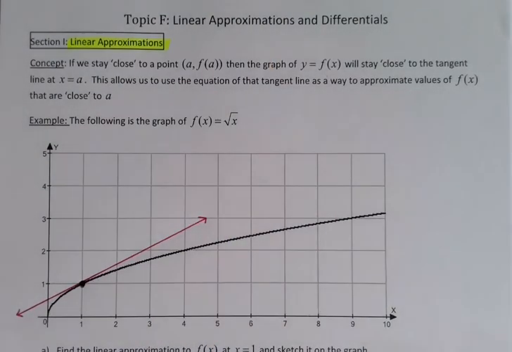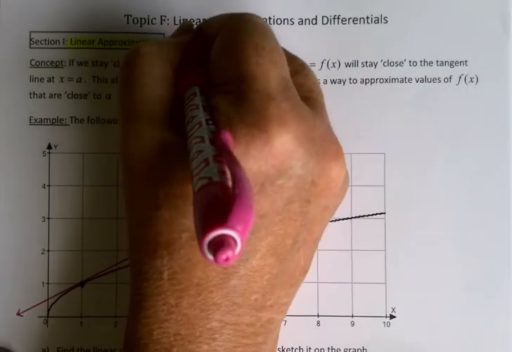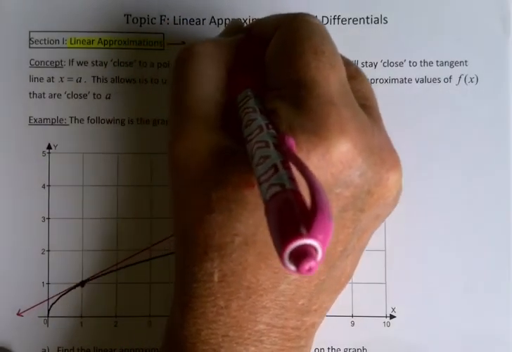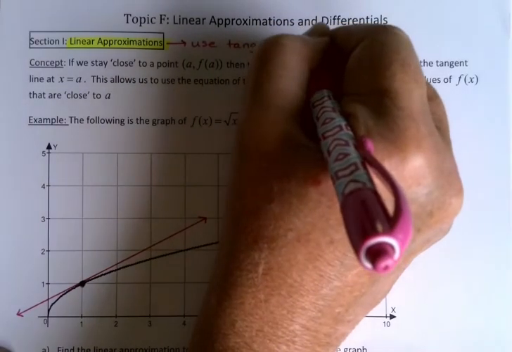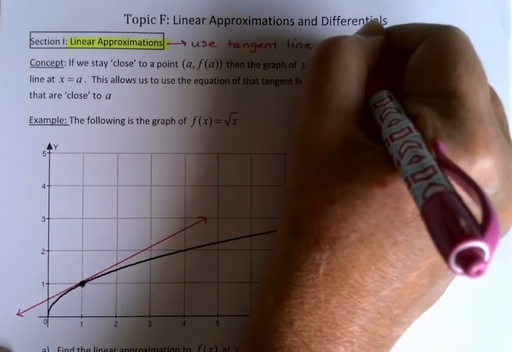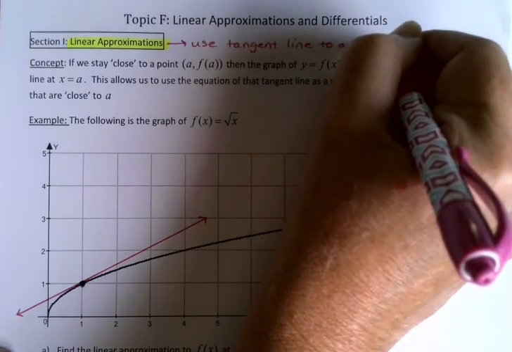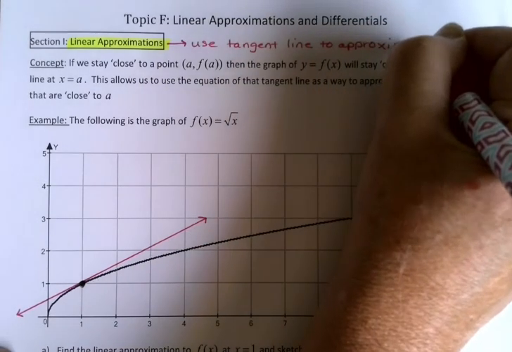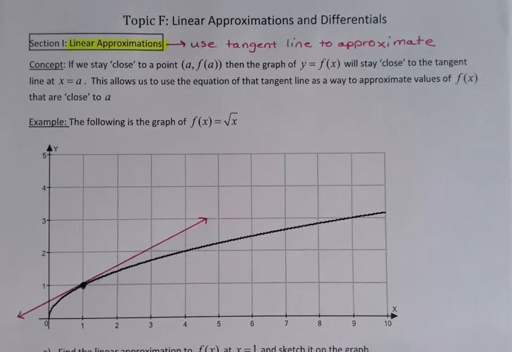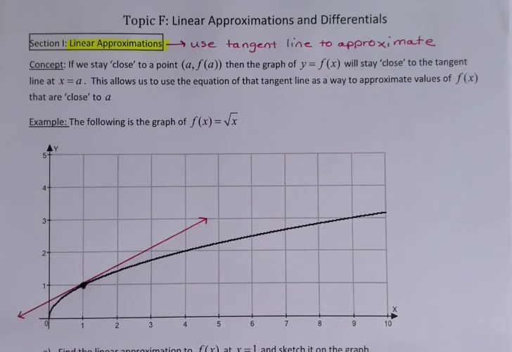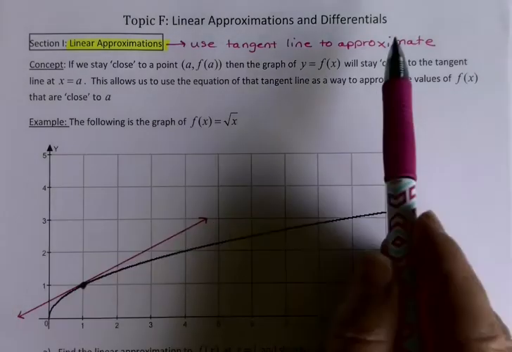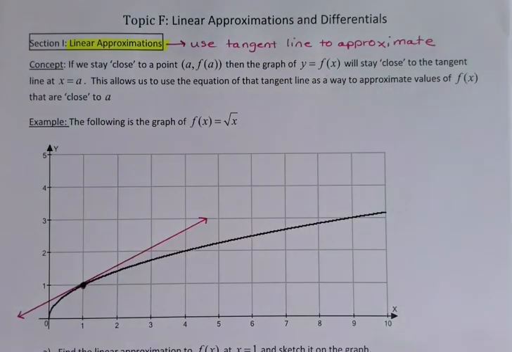So when you see linear approximation, think use the tangent line to approximate. So that's what I meant when I said you actually already know all the math that you need to know to do this. What this is going to come down to is finding the actual equation of the tangent line and then just plugging in the x value that we want to do the approximation.